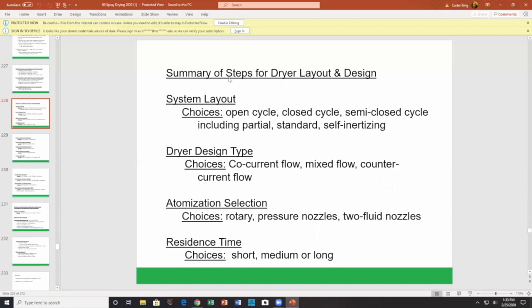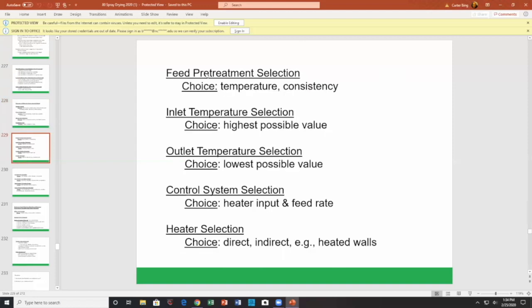Summary is the steps for dryer layout and design. Well, the system: open, closed, semi-closed. This is getting away from everything we just talked about. This is a completely new subject. Dryer designs: up here you're going to have standard, self-inertizing. Here we have countercurrent, mixed, rotary, pressure, two-fluid, residence time short, long, medium. Any pretreatment.